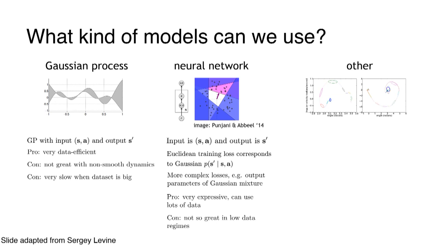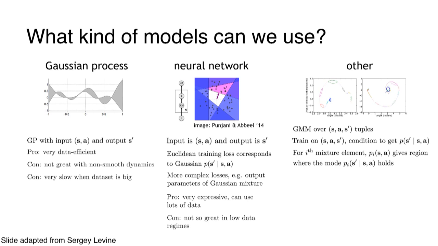And another approach that you could use, that might be a bit more specific to the physical world and better tailored for it, is to fit a Gaussian mixture model to the state, action, next state tuples, which can model which modes of the dynamics you're in. Train a GMM on s, a, s prime, and then condition your model on the current state and action to get your dynamics model. And then for the ith mixture element of your GMM, your pi_i of s, a will give the region where the mode i is valid.